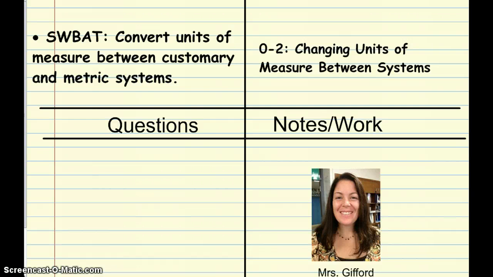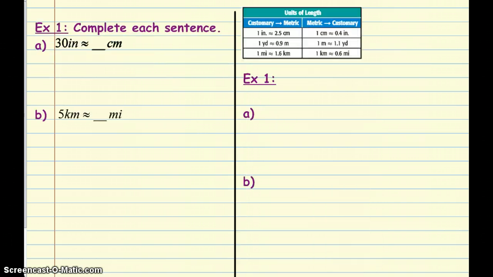Hi everyone, it's Mrs. Gifford here, and today we are going to talk about lesson 0.2, changing units of measure between systems. After this lesson, students will be able to convert units of measure between customary and metric systems. Let's take a look at a few examples.